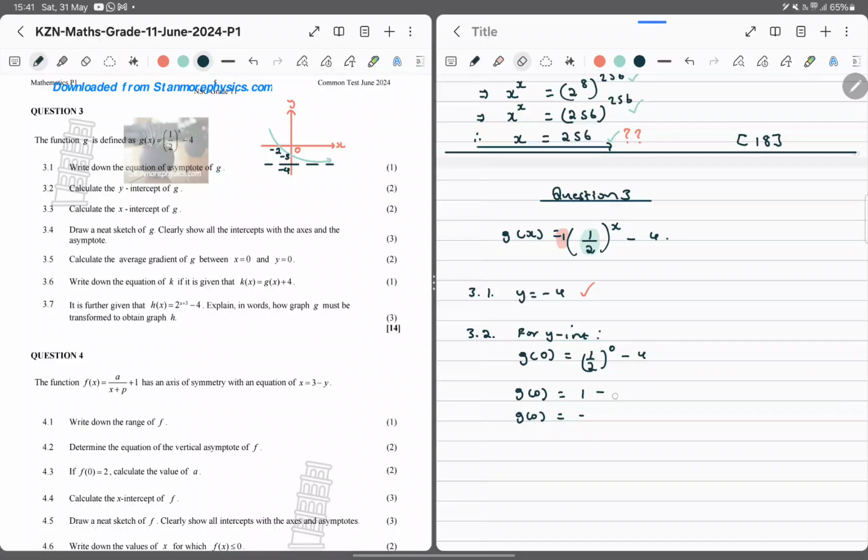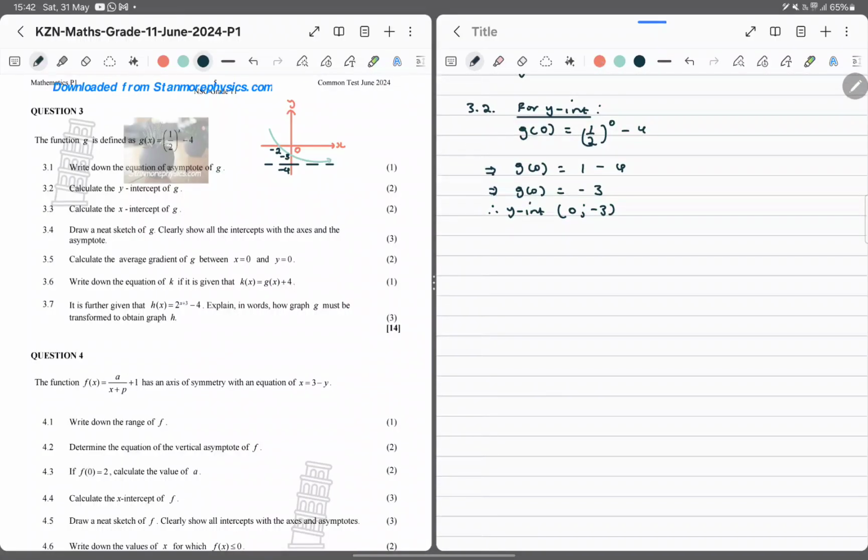Yeah, I don't know what I'm doing. I'm so in a hurry for the answer. Therefore, our y-intercept is 0 and -3. Guys, I'm losing my concentration. I don't know why.